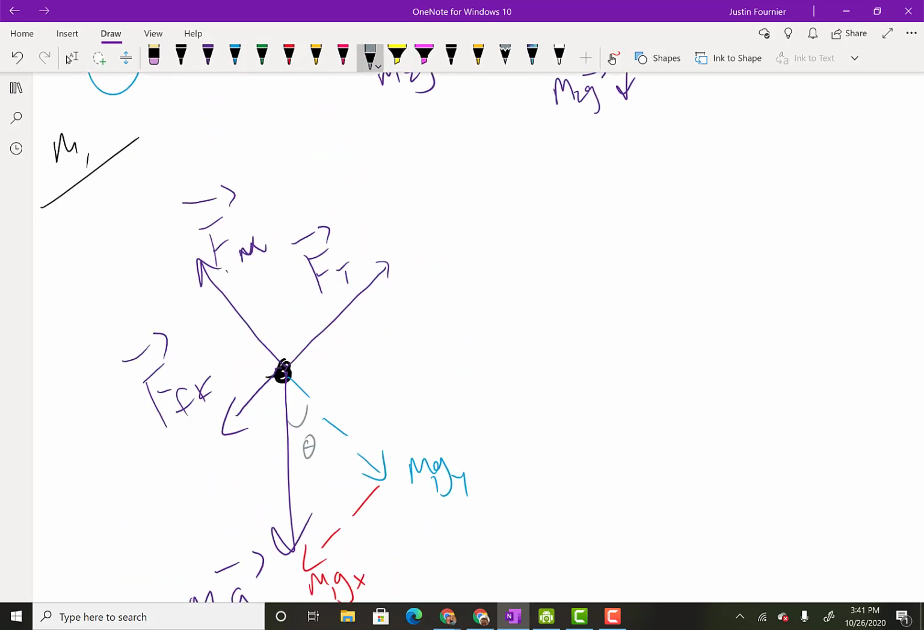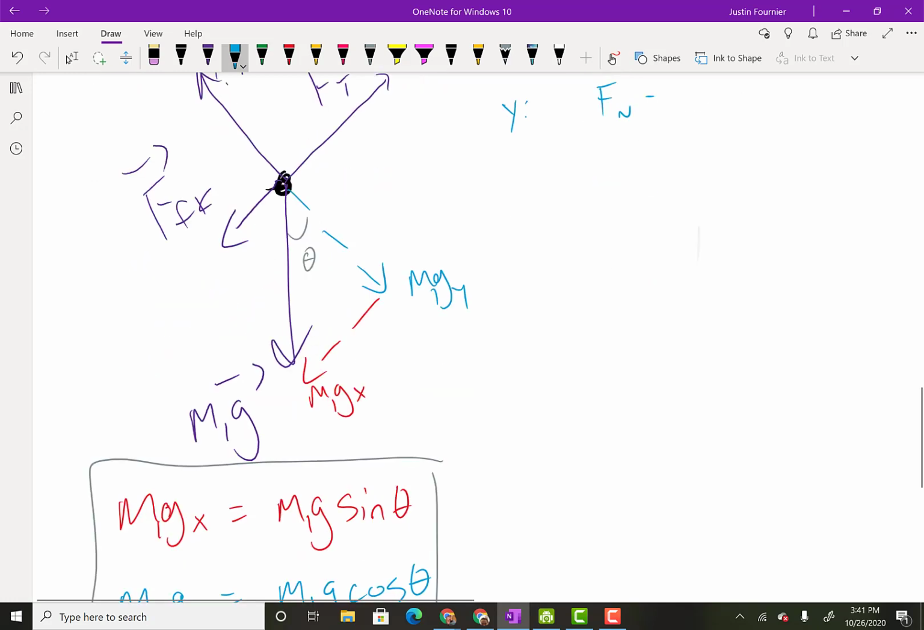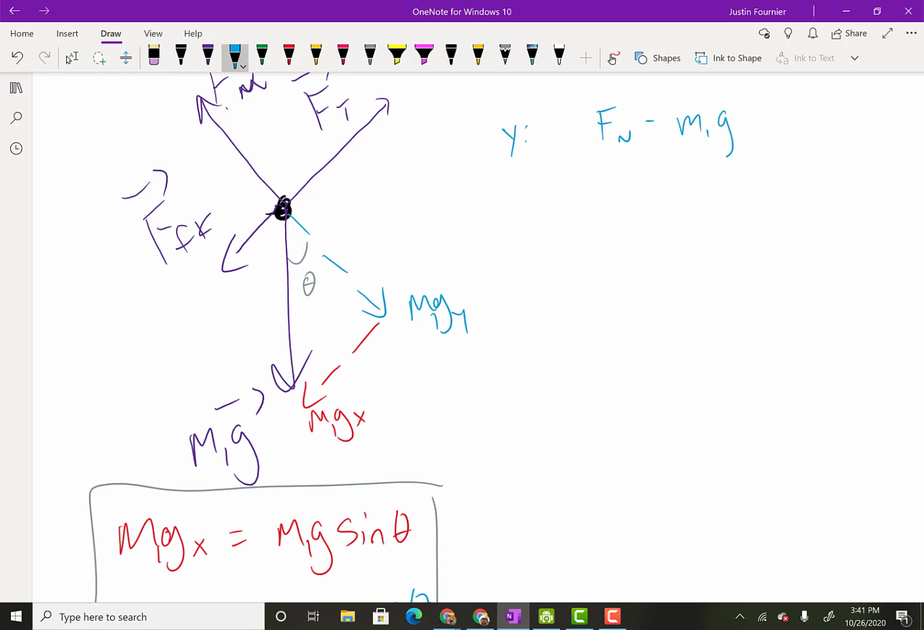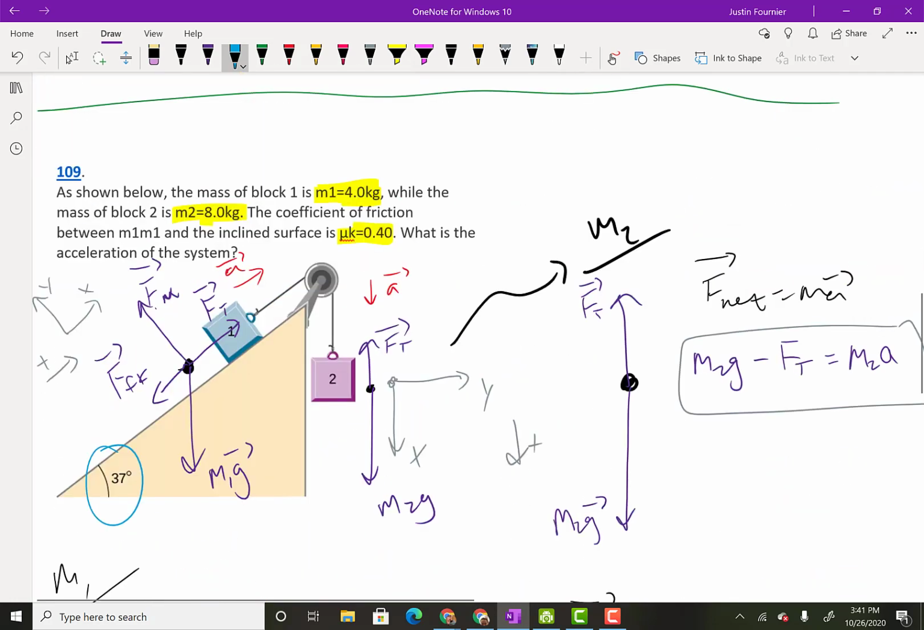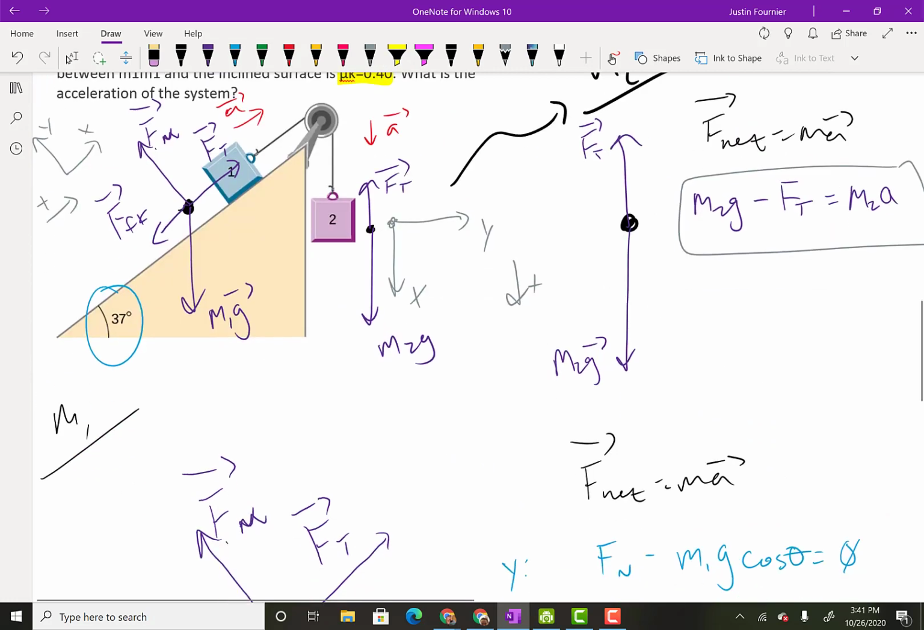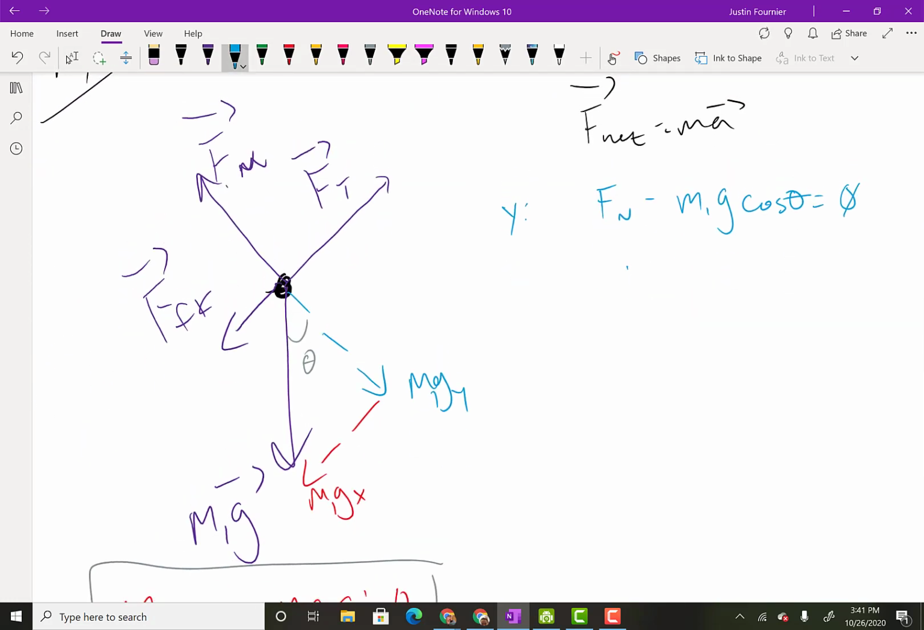Let's see what I got here. So in here we got F net equals MA. In the vertical direction, I will have the normal force minus mgy, which is m1g cosine theta, and that's going to equal 0 because my acceleration is 0 in the vertical direction. Again, remember I tilted my axes here. Then this tells me the normal force is equal to m1g cosine theta, and that's about as far as I can get there.